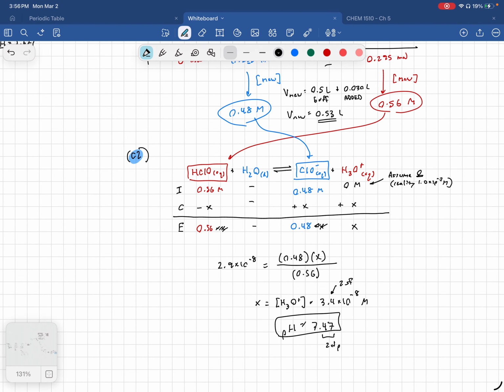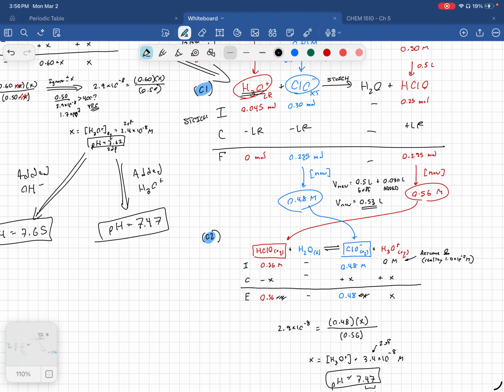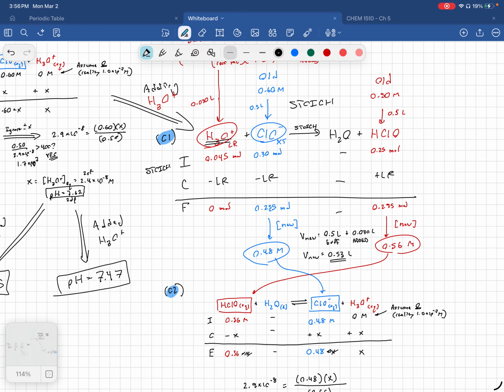Again, note by adding H3O plus, we did shift the pH to a more acidic pH, right? Because 7.47 is lower than 7.62. However, it changed less than a pH unit. Now, that only works because the stoichiometry held.